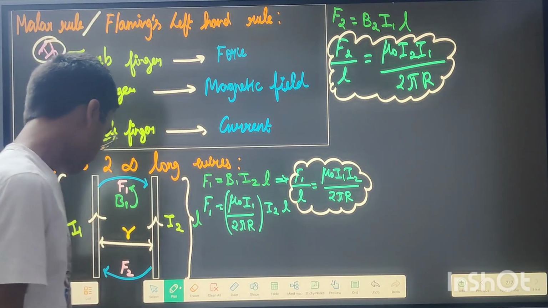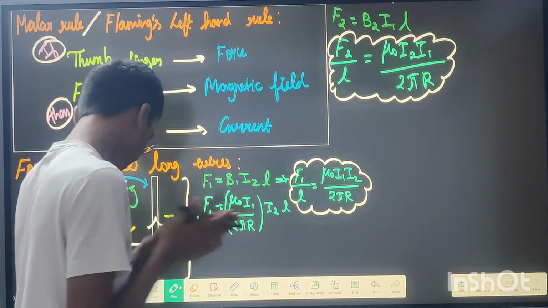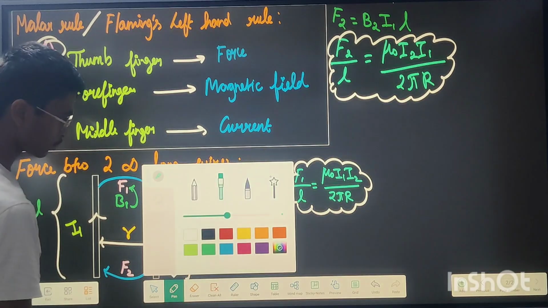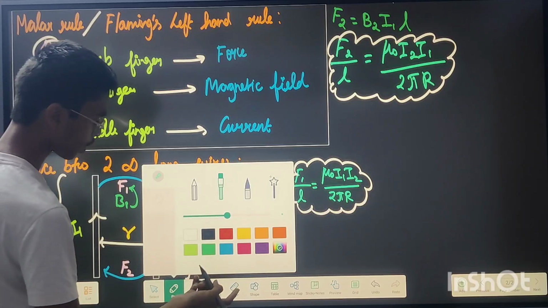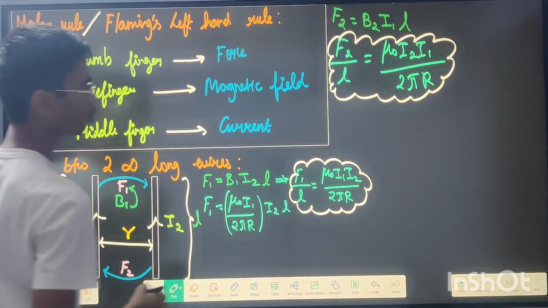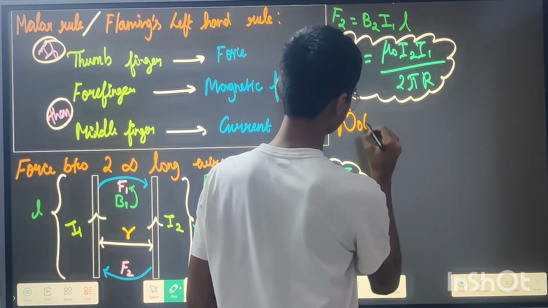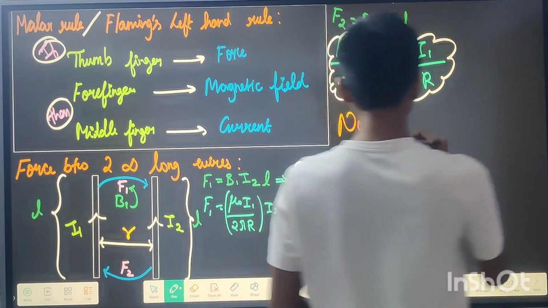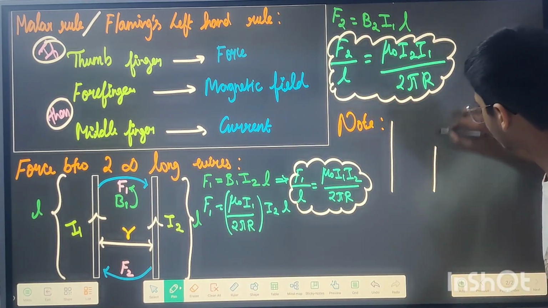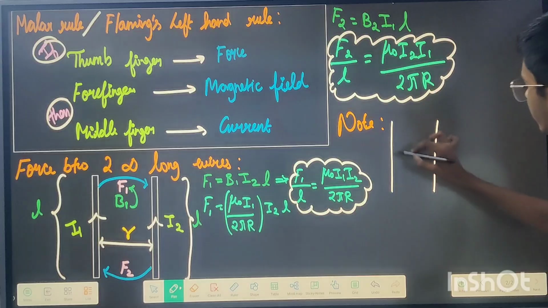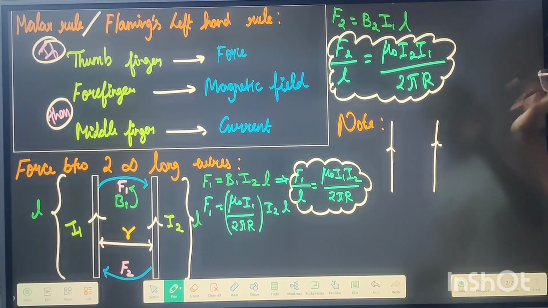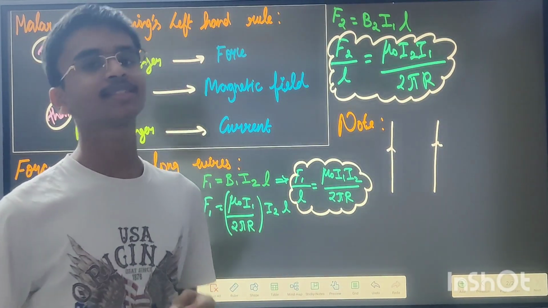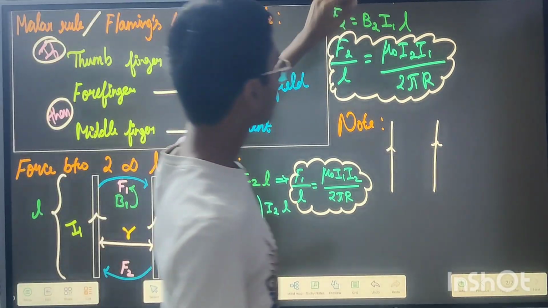Okay, so now one note point is there and also one value we have to remember. So first I'll write the note point. Note. What is the note point? Here this is a conductor and this is also a conductor. These two conductors are having current in the same direction only. This is also in this direction, this is also in this direction only. Then will they attract or will they repel each other? That can be the question. Okay, will they attract or will they repel?